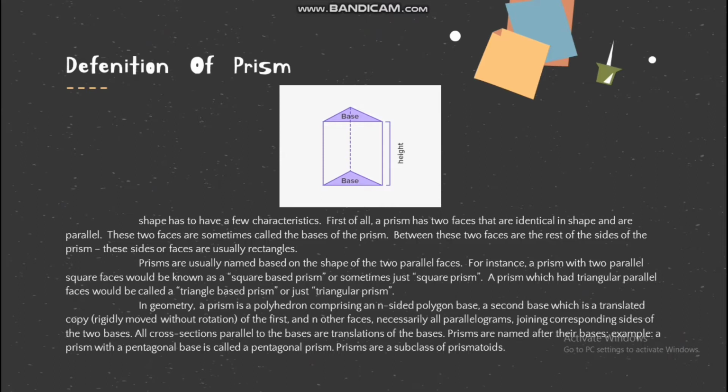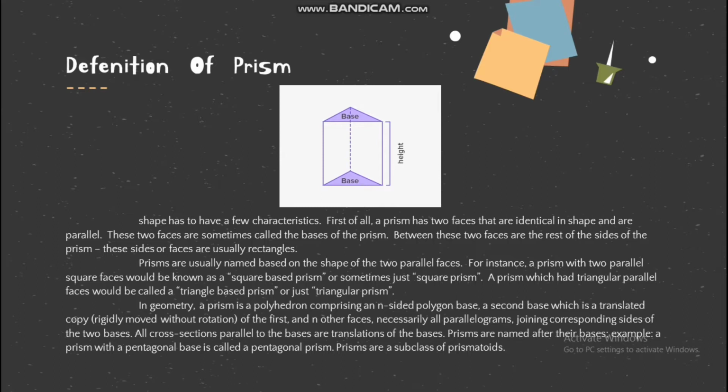Prisms are usually named based on the shape of the two parallel faces. For instance, a prism with two parallel square faces would be known as a square-based prism, or sometimes just square prism. A prism which has triangular parallel faces would be called a triangle-based prism or just triangular prism.